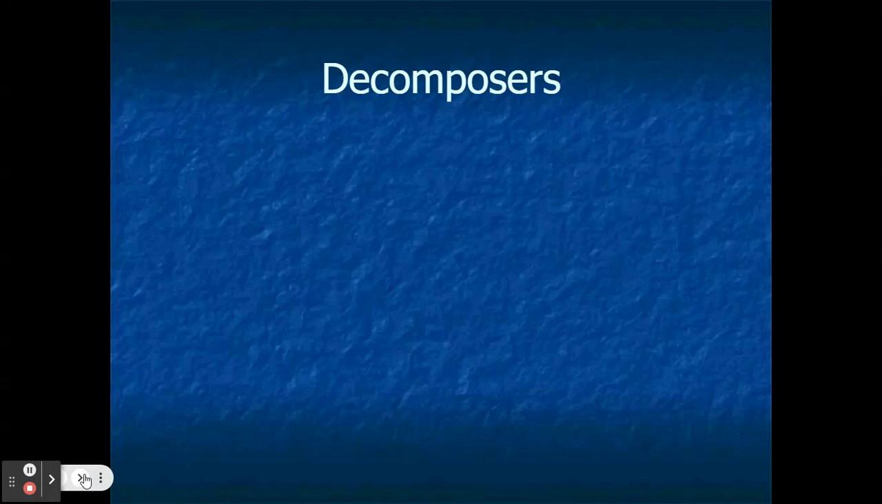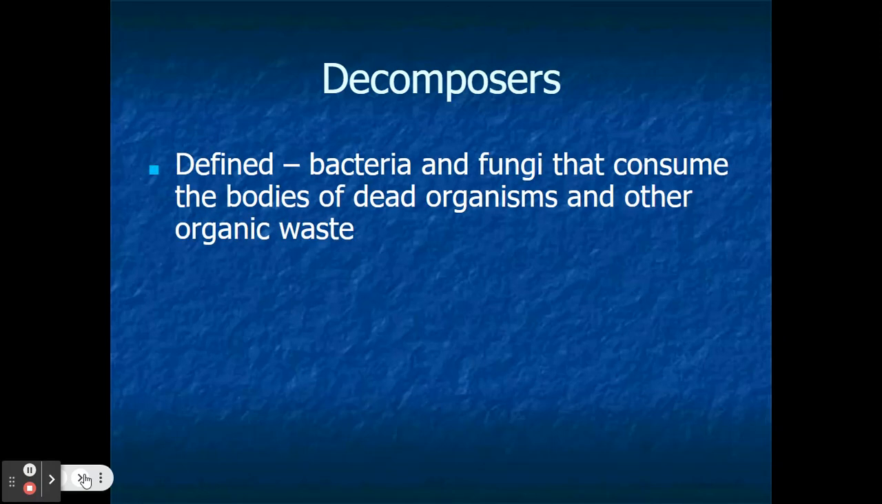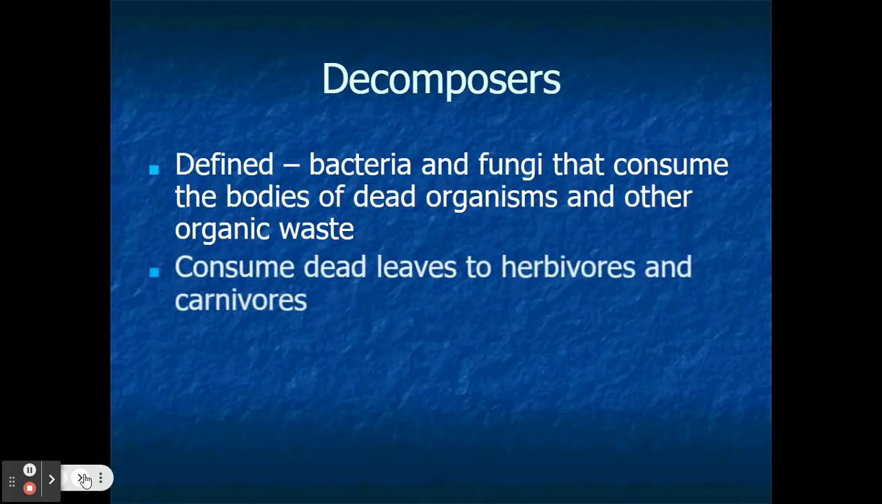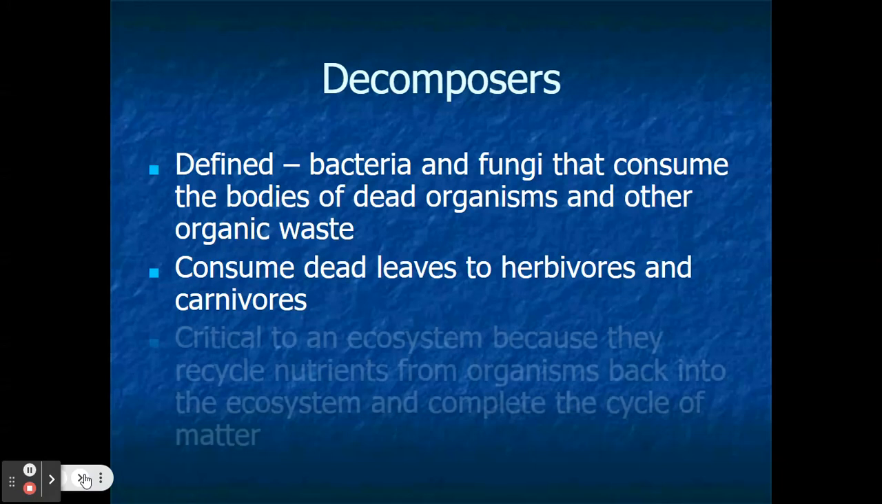We're now going to talk about the third role that an organism can get its energy from, and those are our decomposers. So, decomposers are defined as bacteria and fungi that consume the bodies of dead organisms and other organic waste. In other words, they do plants, animals, scavengers, they do poop, they do bones, they do anything. All right, they break that down. So, for example, dead leaves. All right, they will help break them down. That's what gives it that earthy smell if you ever walk through the woods.